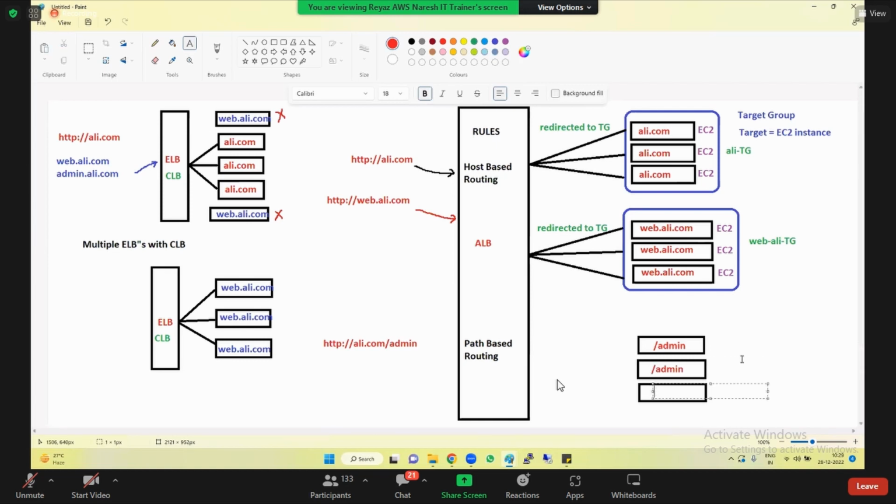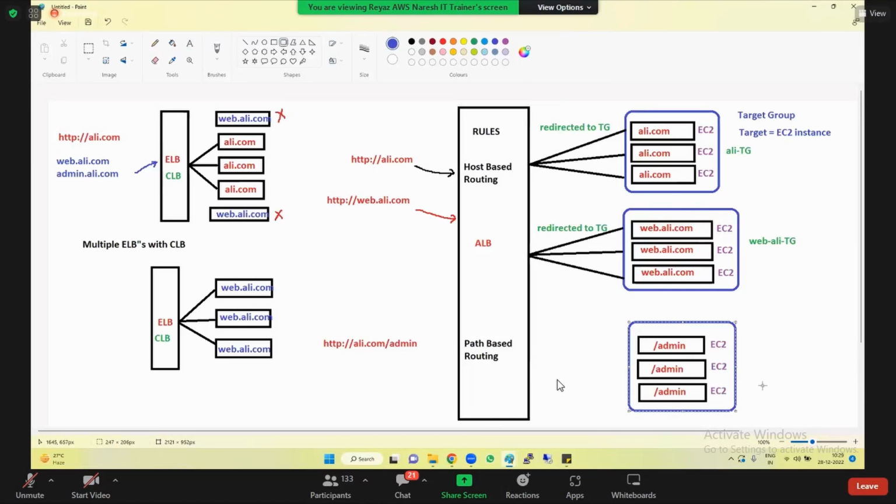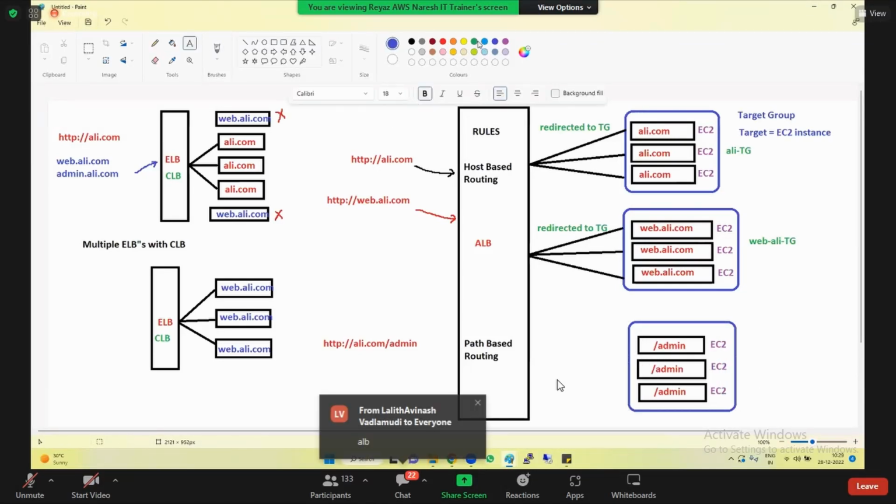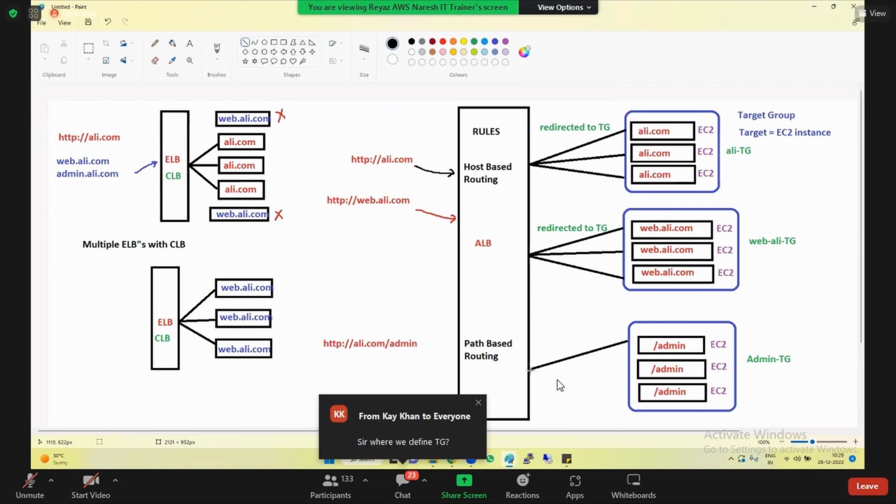So guys, with one load balancer, you can handle multiple applications like this with different target groups. Call it the admin target group. Is everyone clear? Understood the difference between CLB and ALB? So with one load balancer, you can handle multiple applications using different target groups.